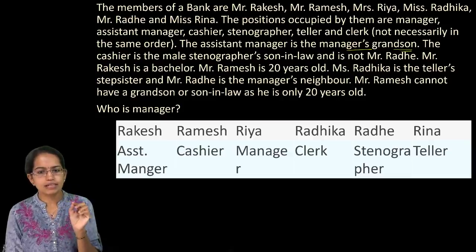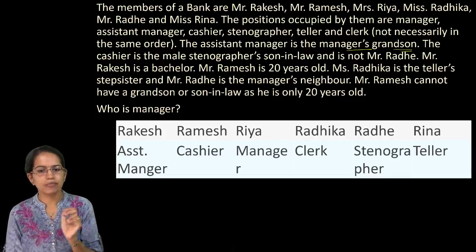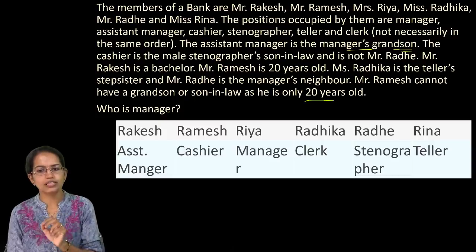The cashier is a male stenographer's son-in-law and is not Mr. Radhe. Mr. Rakesh is a bachelor. Ramesh is 20 years old. Miss Radhika is a teller. Okay, and Mr. Radhe is the neighbor. Mr. Ramesh cannot have a grandson or son-in-law and he is 20 years old.